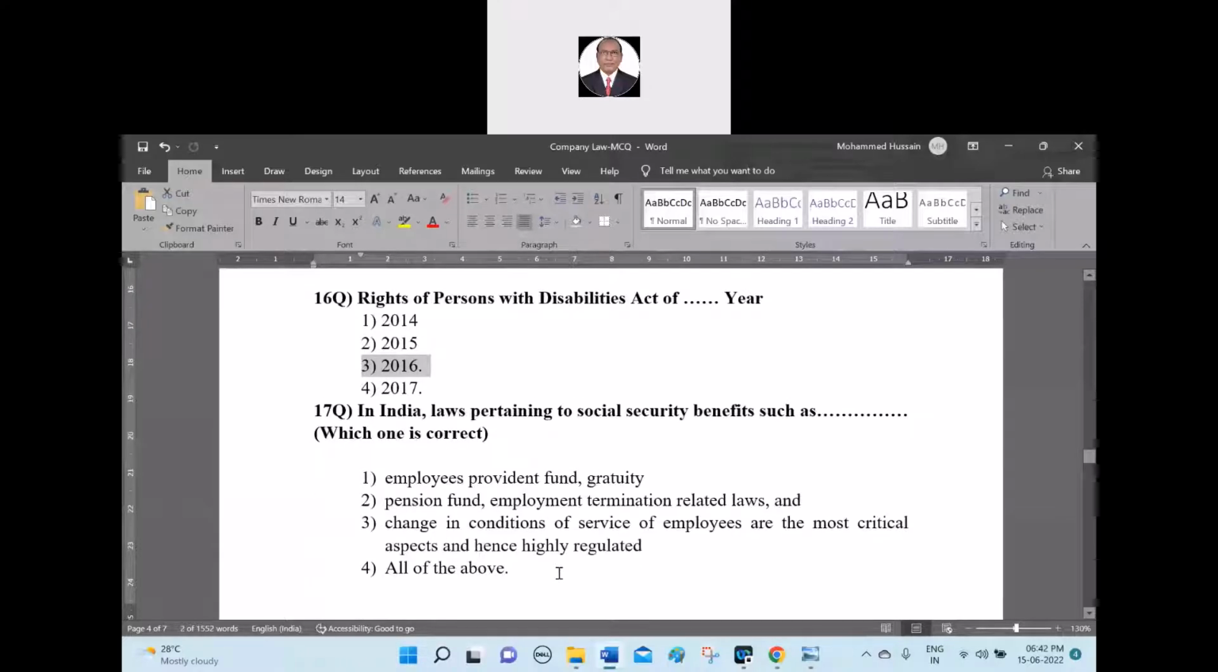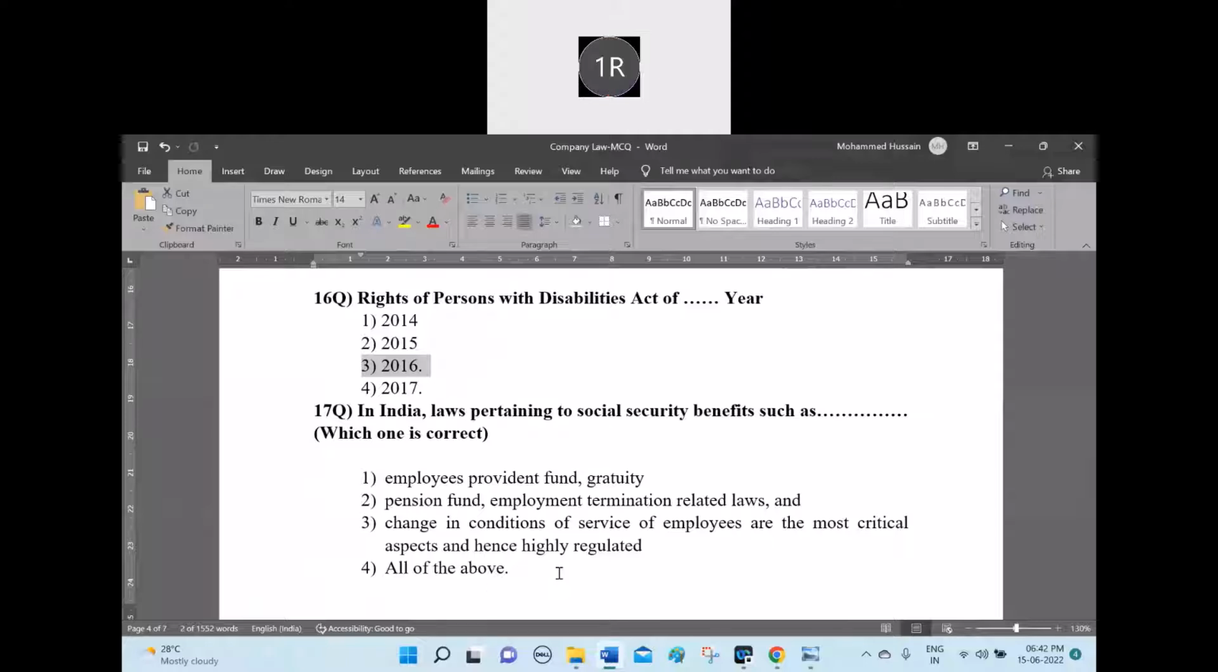That is the Rights of Persons with Disabilities Act of 2016. Now, 17th question. In India, laws pertaining to social security benefits such as dash, which one is correct? Number one, Employees Provident Fund, Gratuity. Number two, Pension Fund, Employment Termination Related Laws. Number three, Change in the Conditions of Service of Employees are among the most critical aspects, hence highly regulated. Number four, all of the above. All of the above is the right answer.